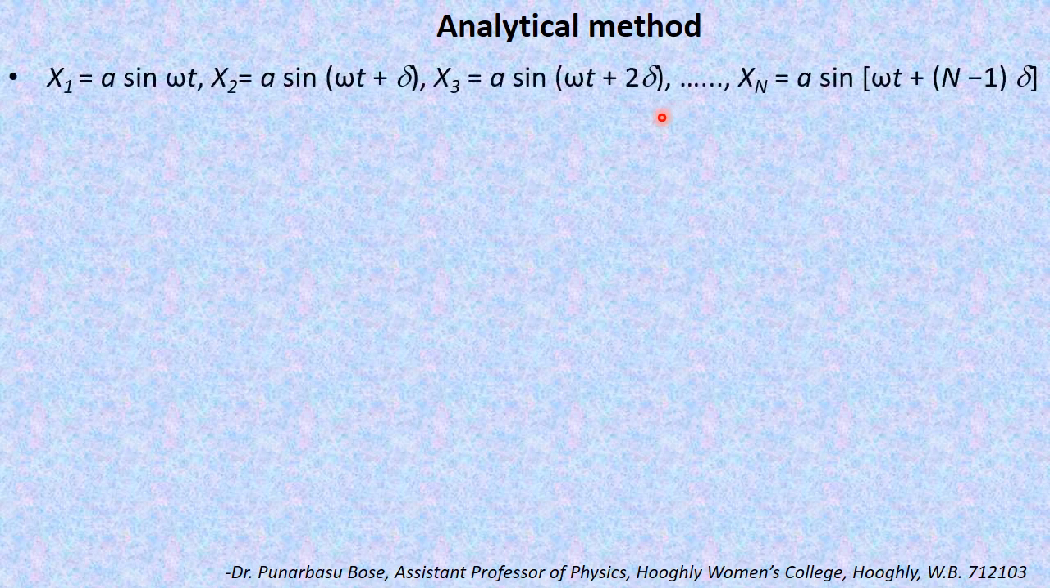To move on, the analytical method to find out the resultant of superposition of n oscillations whose amplitudes are all same, frequencies are all same, but initial phase increases in regular steps. To start with, we take the superposing oscillations as before: x1 is equal to a sine omega t, x2 is equal to a sine omega t plus delta, x3 is equal to a sine omega t plus twice delta, and in this way the nth oscillation is xn equal to a sine omega t plus n minus 1 delta. So the resultant oscillation would be the superposition of all such oscillations, x1 plus x2 plus up to xn.